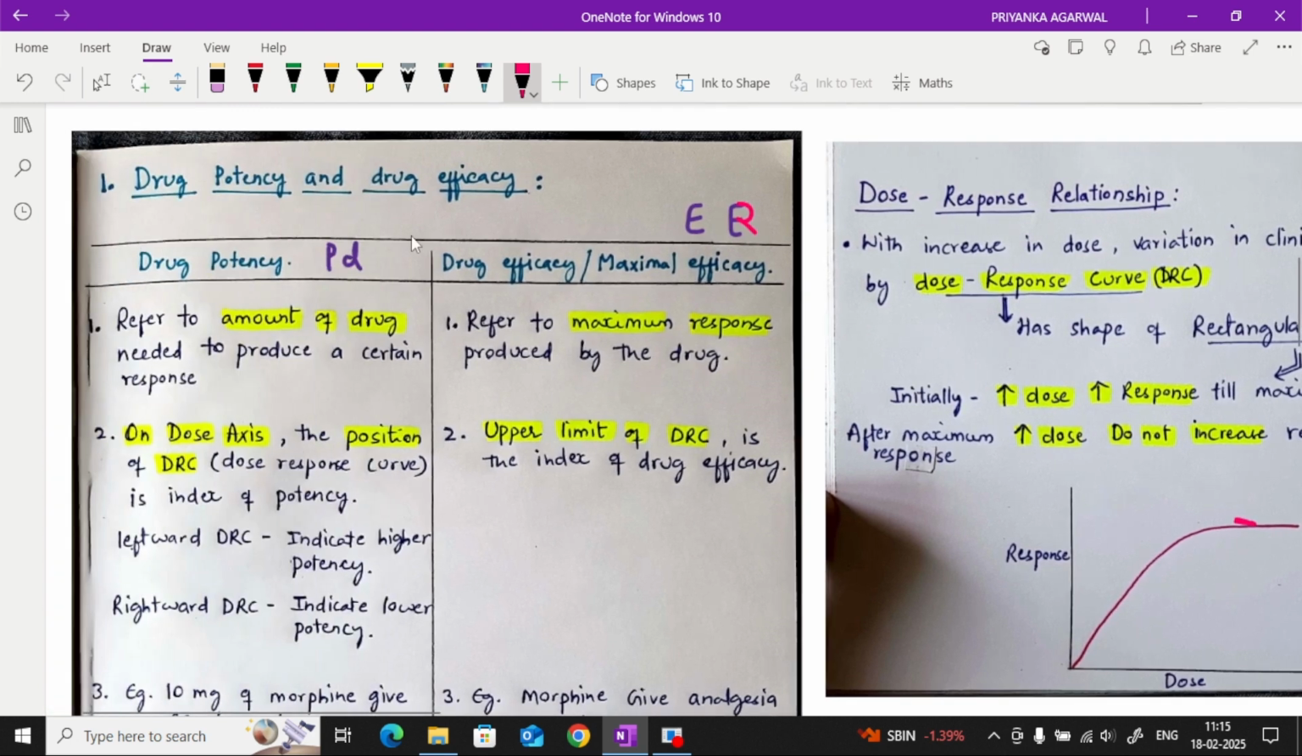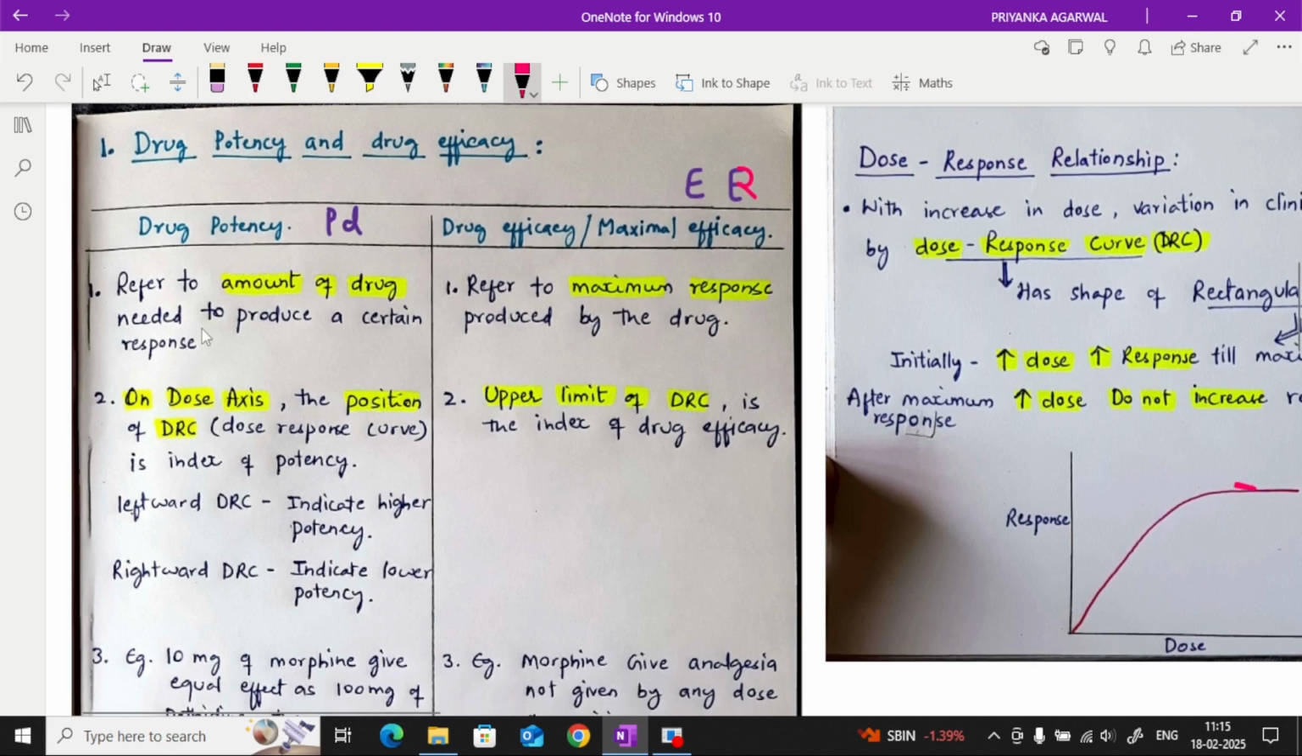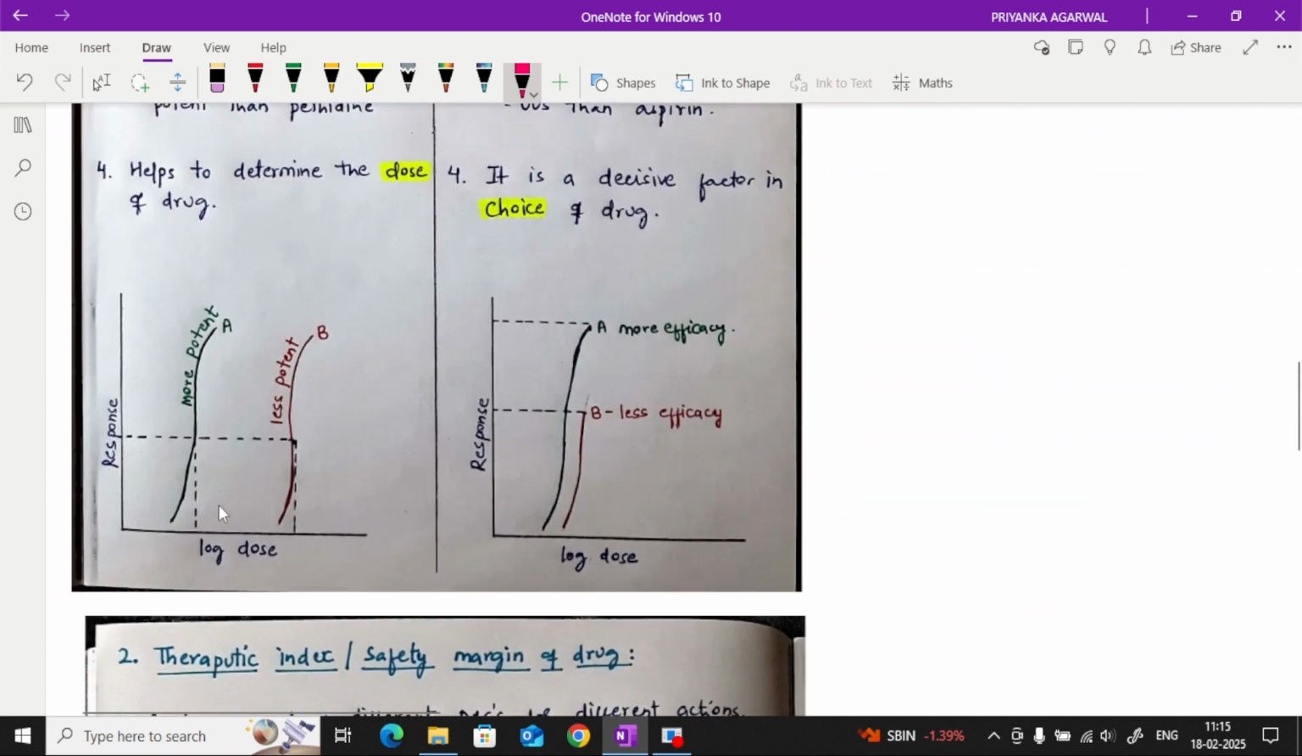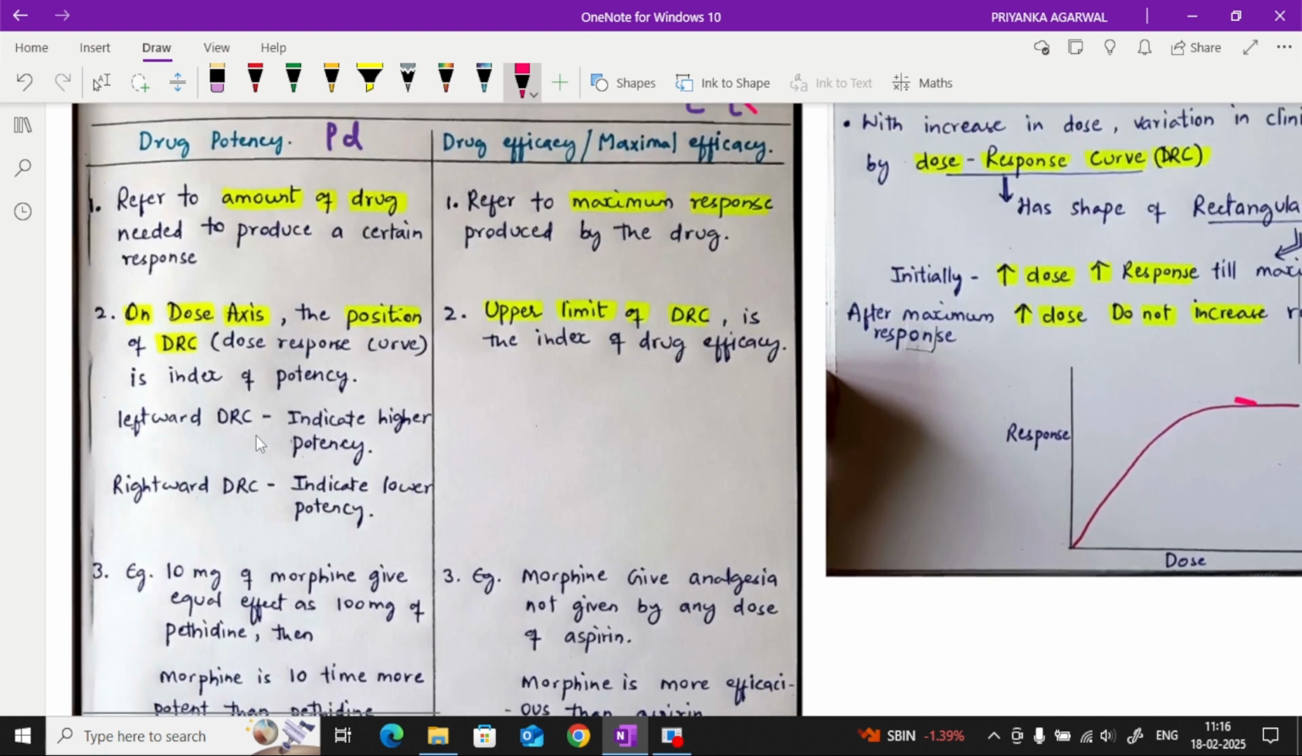Now let's come to our question. What do you understand by drug potency? This refers to the amount of drug needed to produce a certain response. You can understand it here by this graph. Drug potency is the dosage that is needed to produce a certain response. Understood? So remember this.